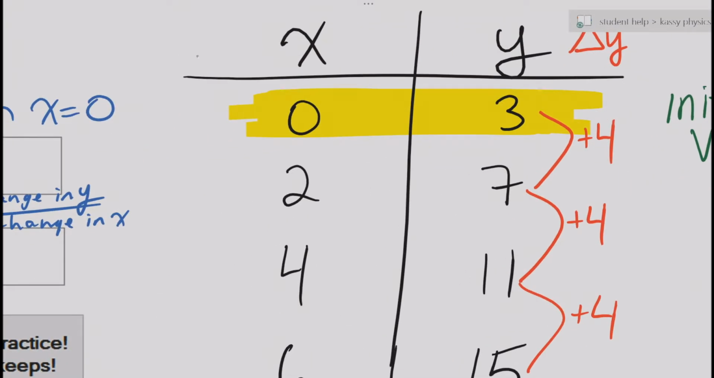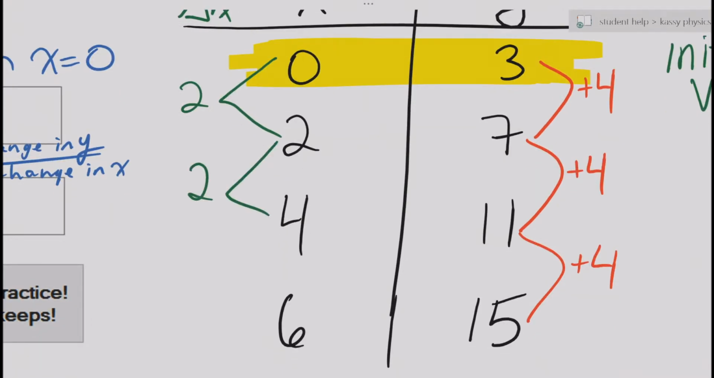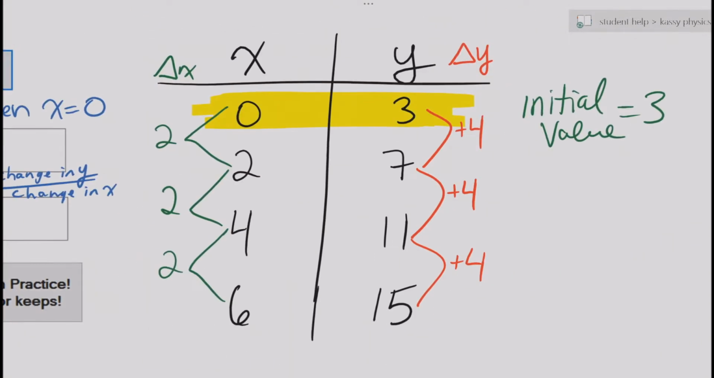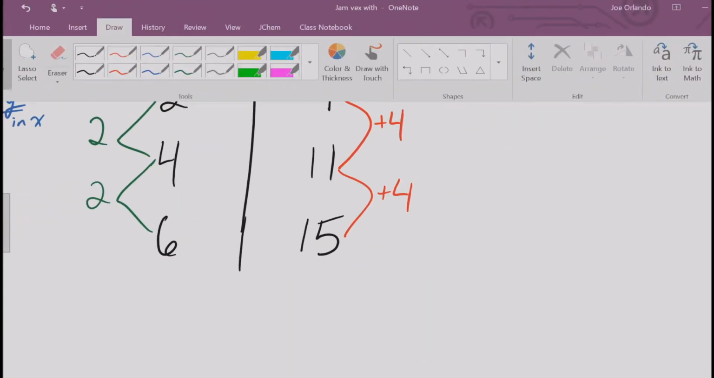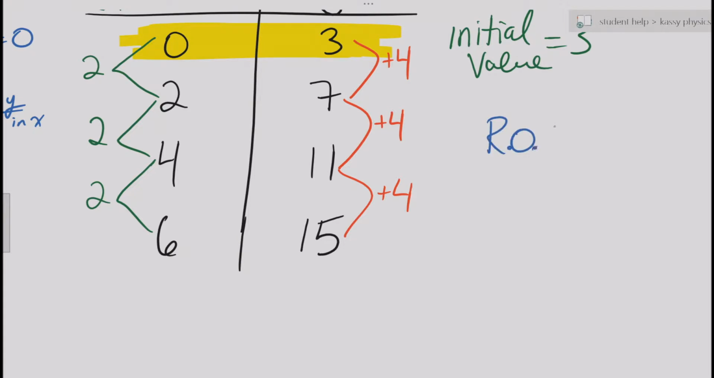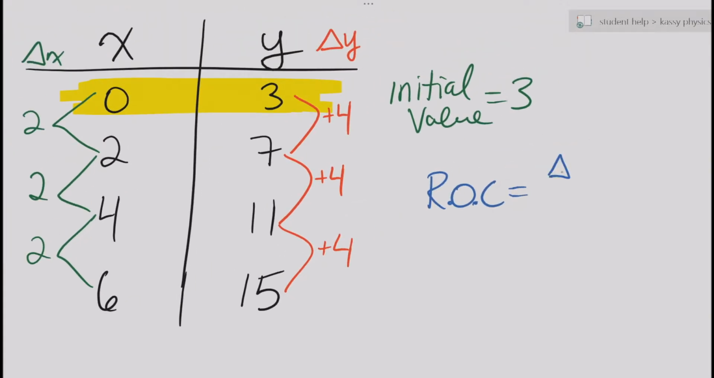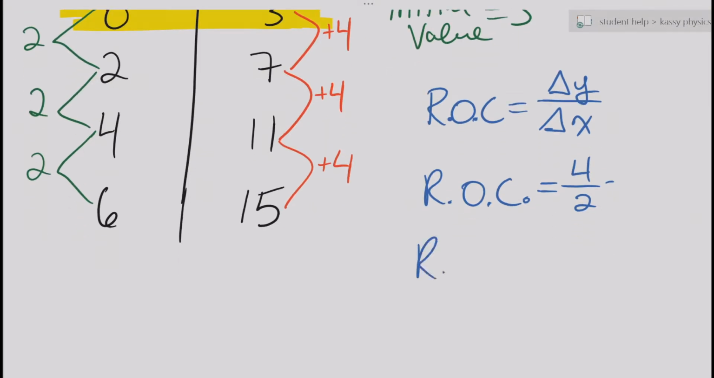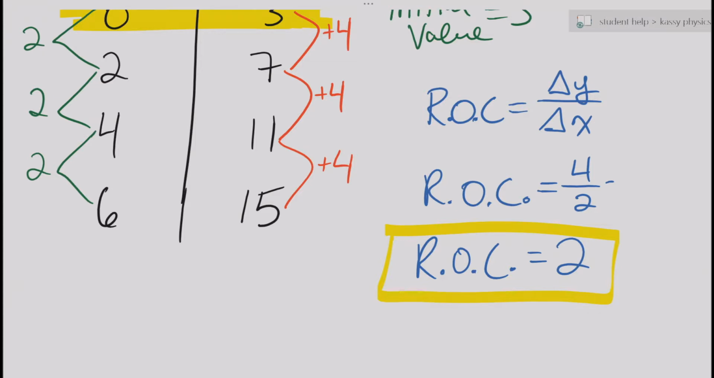And over here, the change in x, well, this one goes up by 2. This one goes up by 2. This one goes up by 2. So the rate of change is the change in y divided by the change in x, which in this case is 4 over 2. And of course, 4 divided by 2 works nicely. We don't have to leave that as a fraction because it's a nice number. 4 divided by 2 is just 2. So there we are. That's the rate of change.